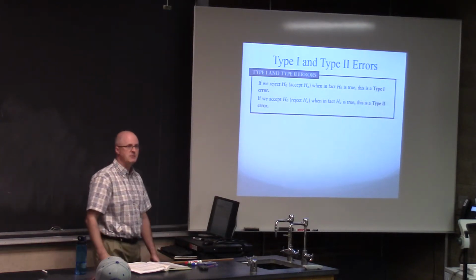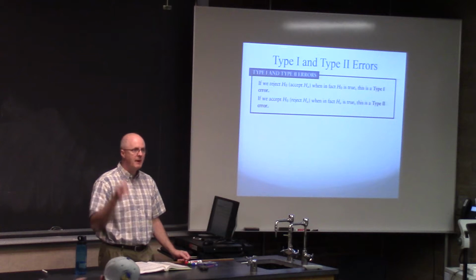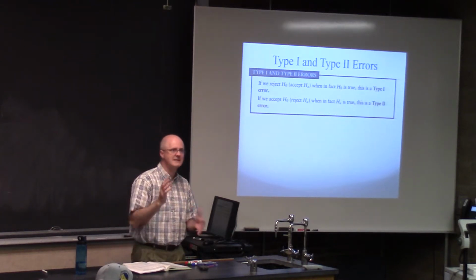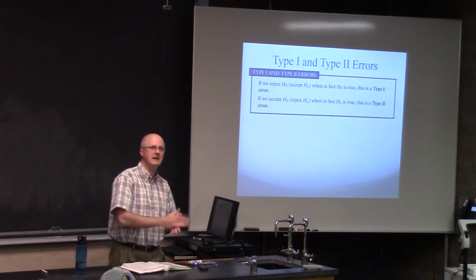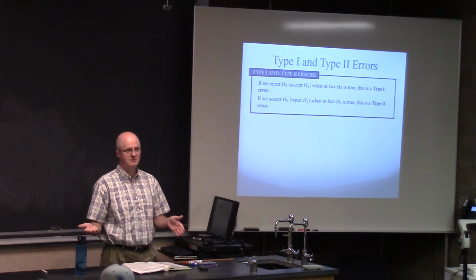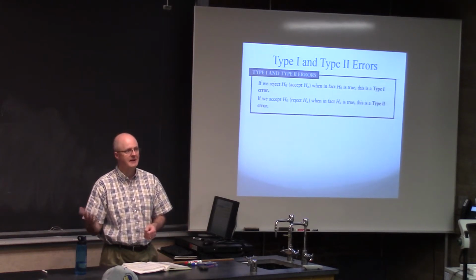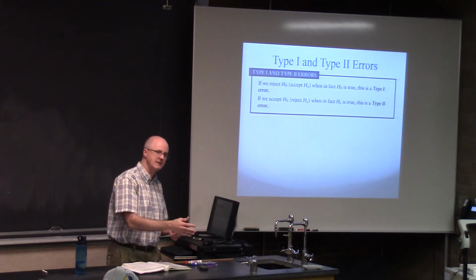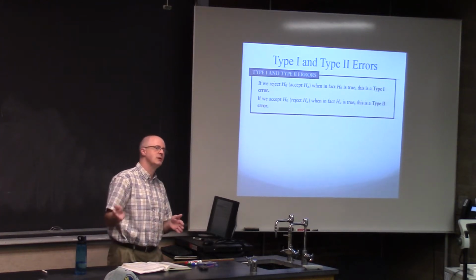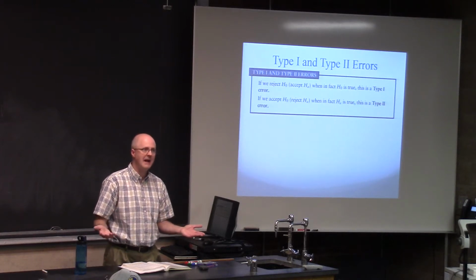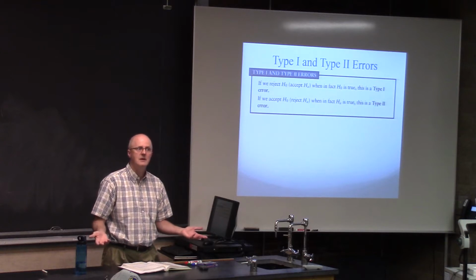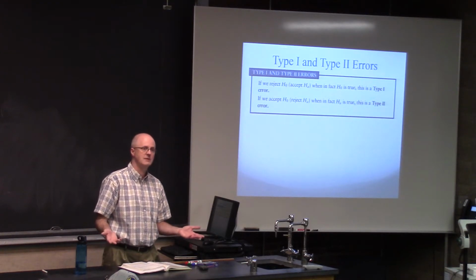What are type 1 and type 2 errors? I always remember it this way. Think of the courtroom, where you're the prosecuting attorney. A type 1 error is when you mistakenly convict an innocent person. The null hypothesis is that they're innocent. The alternative is that they're guilty. If you reject the null when you should not have, because they are innocent, that's a mistake, an error, and it's called a type 1 error. So rejecting the null when it's true is a type 1 error.